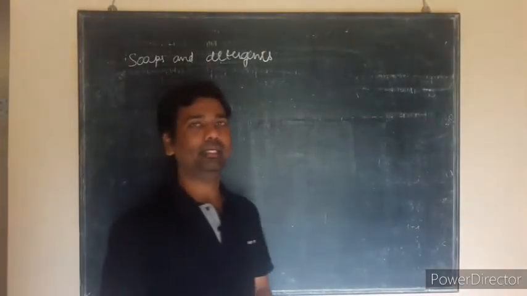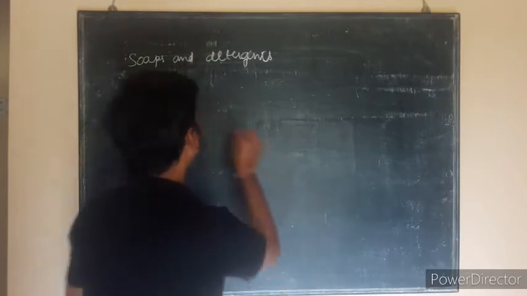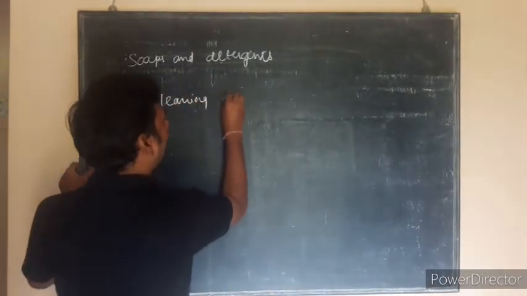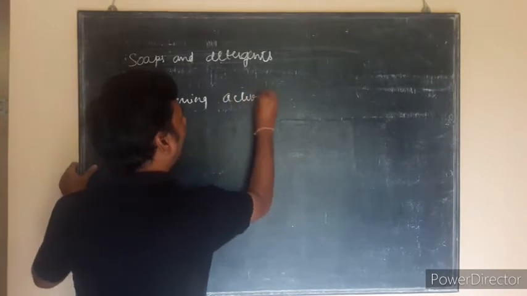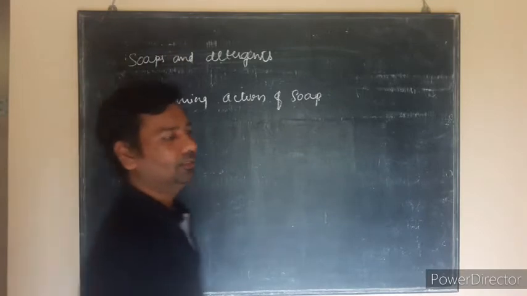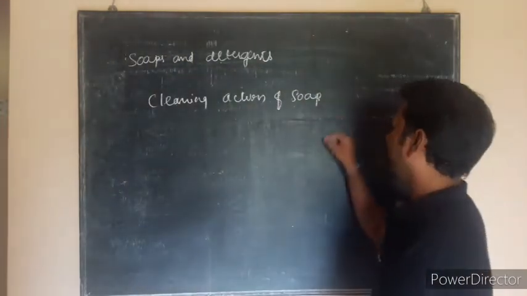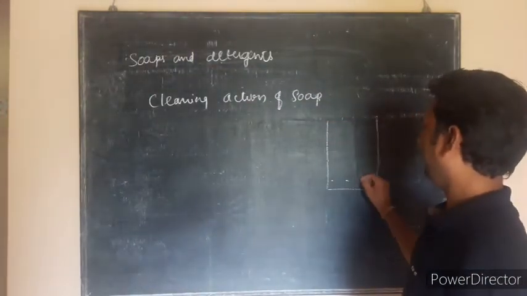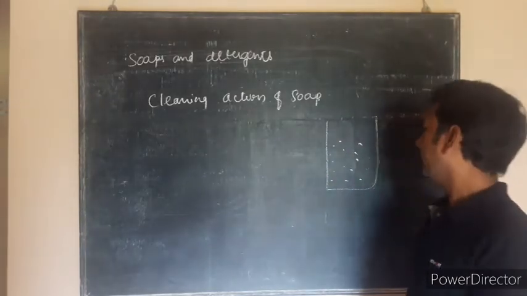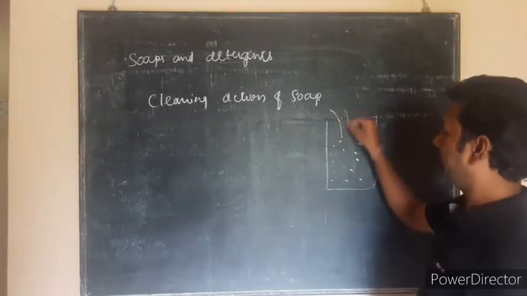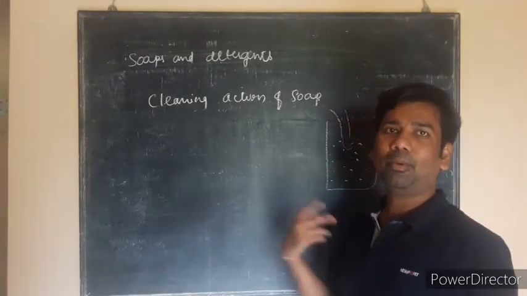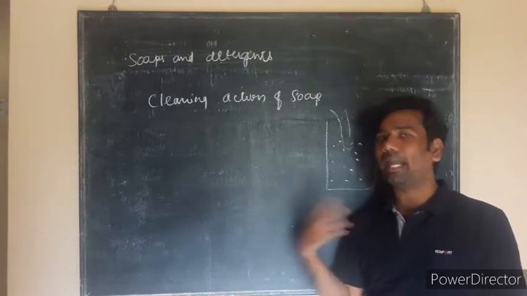Okay, next we will take the cleaning action of soap. How does the soap clean? Cleaning action of soap. Consider a bucket of water. How exactly does the cleaning action take place? Add soap in this bucket. Then the soap particles will be arranged randomly.